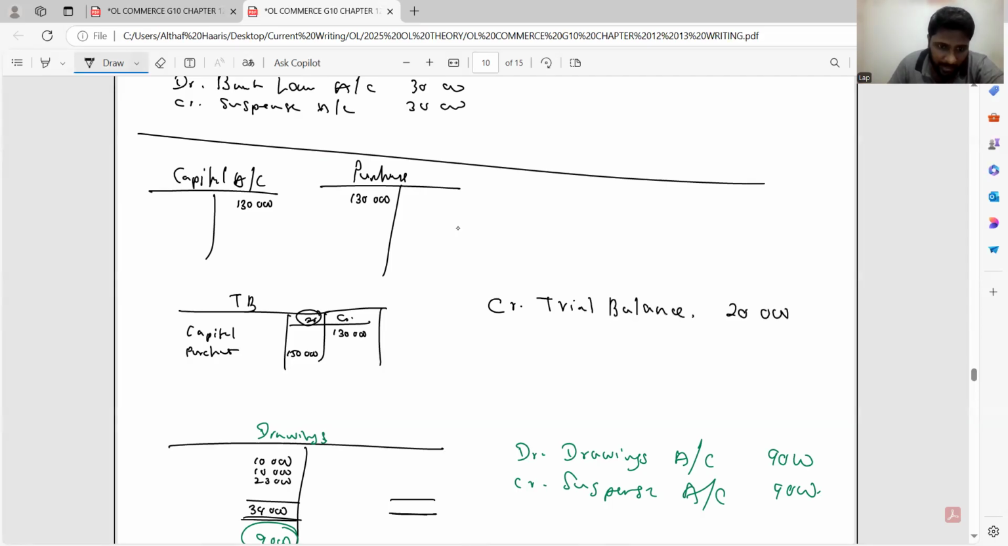So if you take it for the credit side, the extra 20,000 will get removed. So it will be 130. So debit the suspense account 20,000.